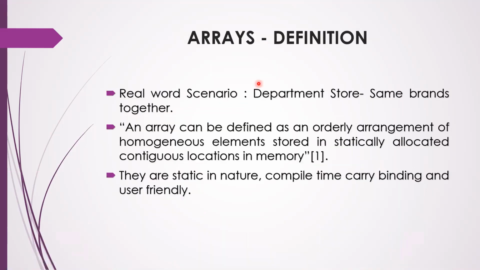In a real-world scenario, as we saw in the last session about the department store, when you go to a department store, all the chocolates of the same brand will be together. For example, Dairy Milk will be together, Kit Kat will be together. They won't mix the brands. Array is a data structure which stores similar data types. So an array can be defined as an orderly arrangement of homogeneous elements.